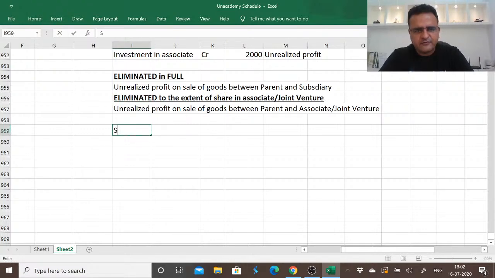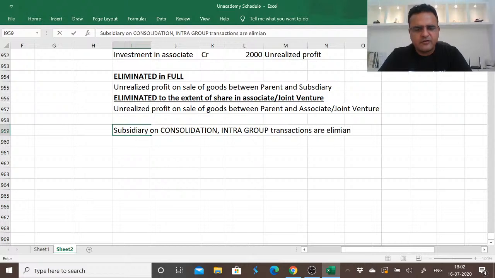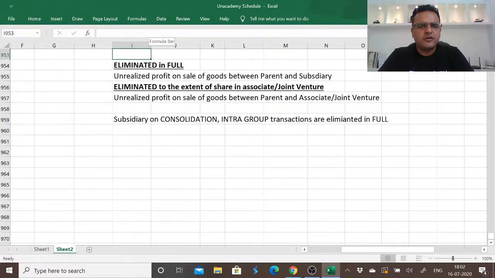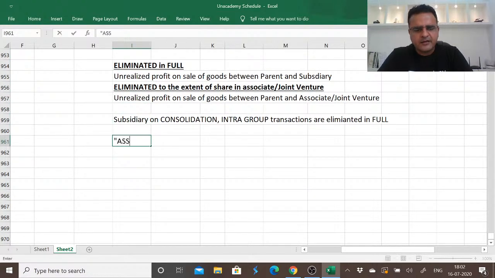In case of a subsidiary, on consolidation, intra-group transactions are eliminated in full, and we need to remember the principle: asset of one entity and liability of another gets cancelled on consolidation.